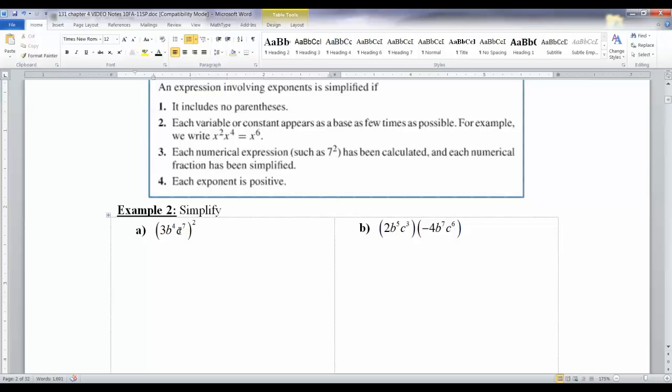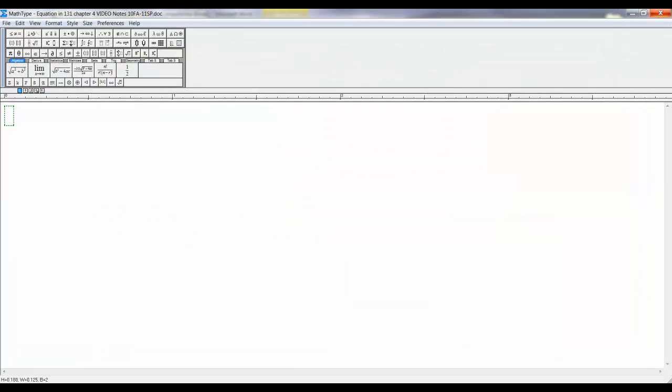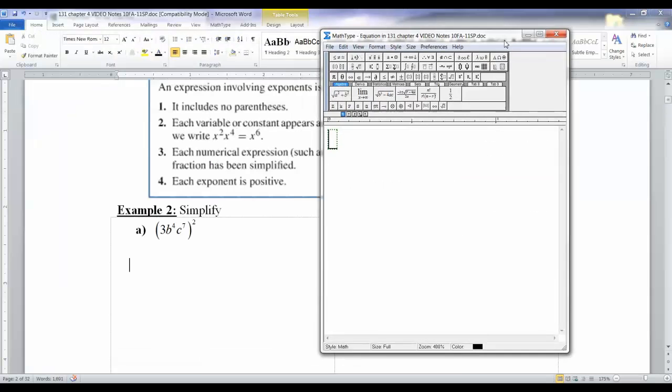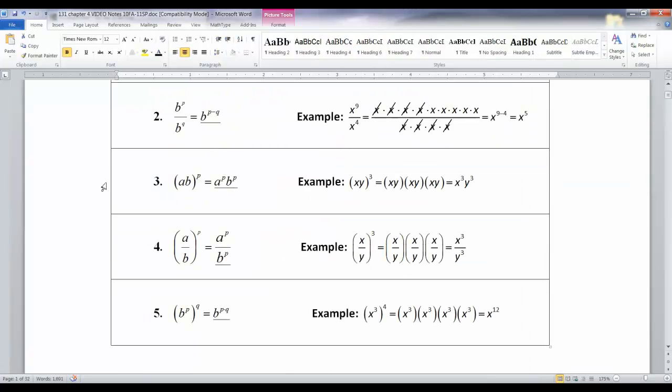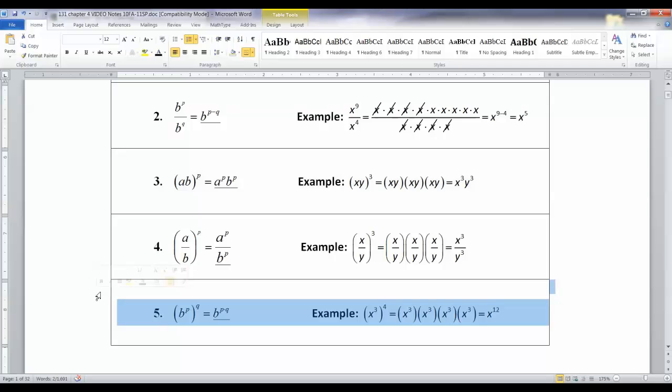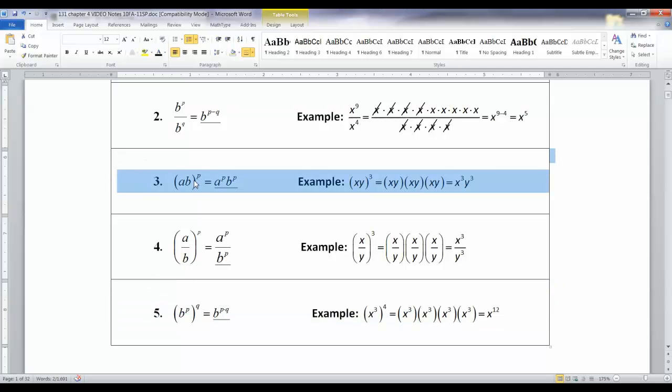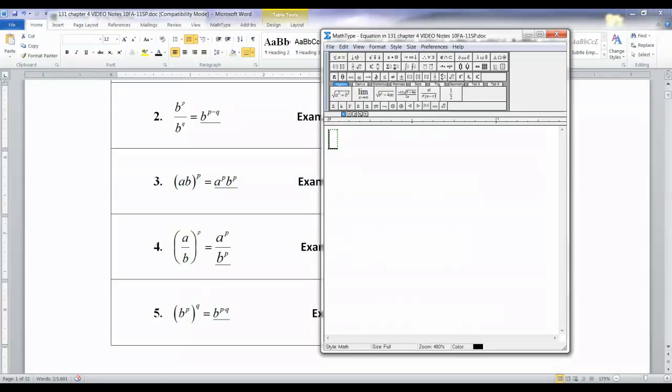All right, so let's start with the first one. So we have 3b to the fourth, c to the seventh, all squared. Well, there's nothing to do inside these parentheses, so I can't do that. But what I can notice is that I have this external power outside, and then all the stuff is multiplied inside. See that? So I kind of want to use a combination of 3 and 5. I want to distribute that external power of 2 to the different components, and then I also want to multiply.